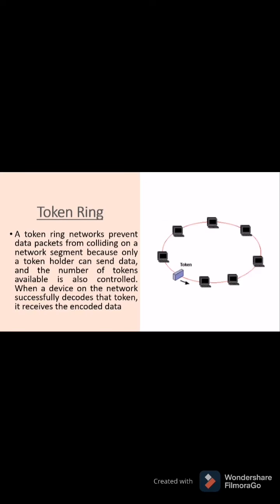So what is token ring? Token ring network prevents data packets from colliding on network segments because only a token holder can send data, and the number of tokens available is also controlled. When a device on the network successfully decodes the token, it receives the encoded data. On the right part, you can see how the token ring travels. So it has a process.